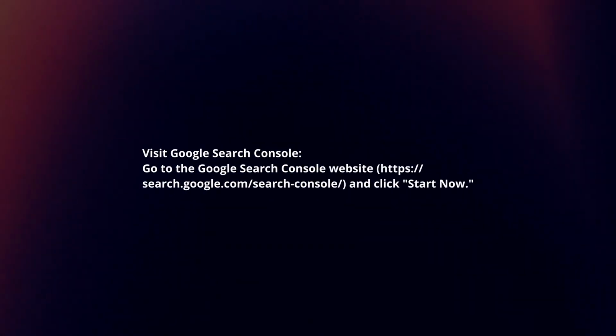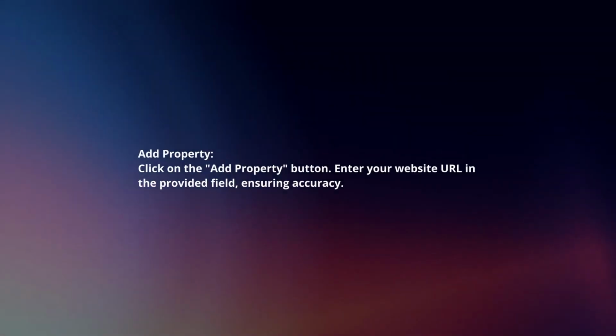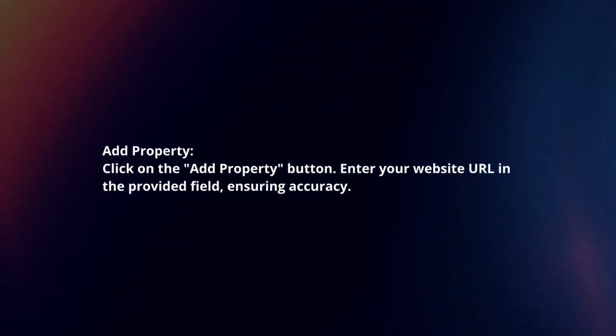Visit Google Search Console. Go to the Google Search Console website and click Start Now. Add property. Click on the Add Property button. Enter your website URL in the provided field, ensuring accuracy.